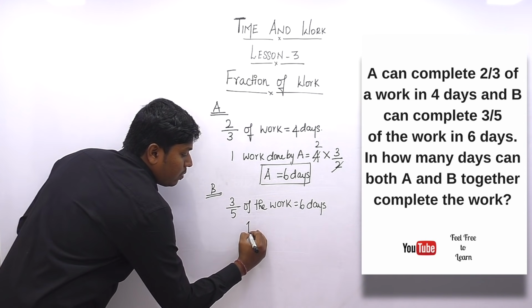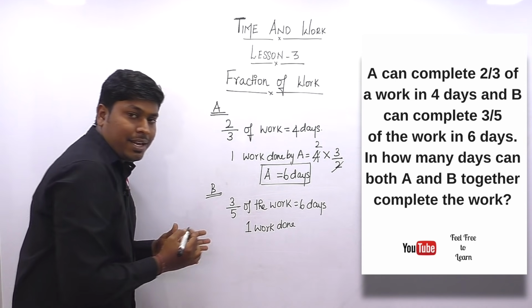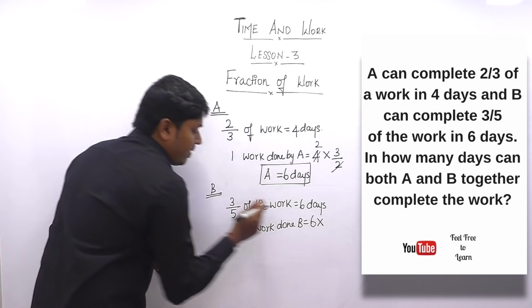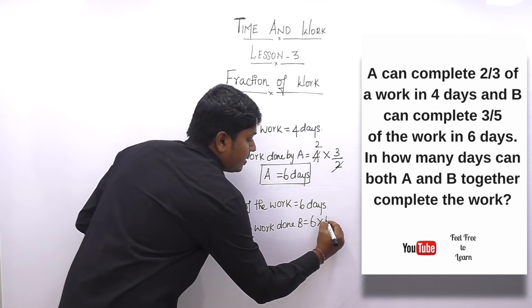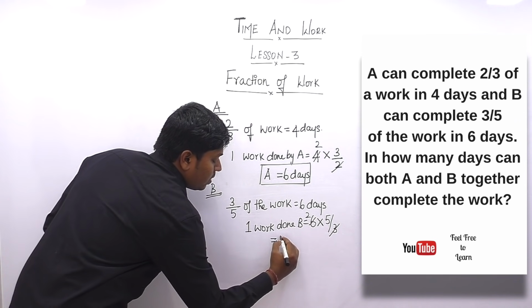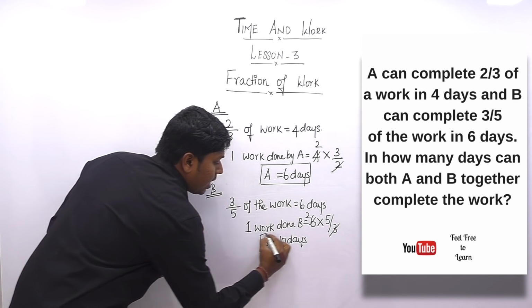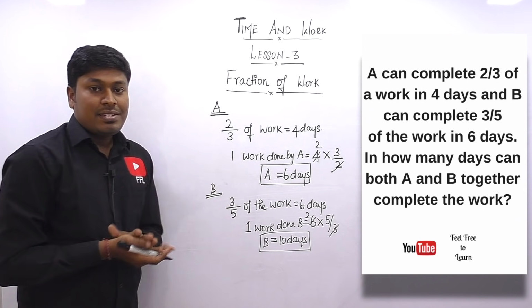If you want to find one work done by B, so one work means the total work, right? So total work done by B is equal to 6 into, when you bring this 3 by 5 towards the right hand side, it becomes reciprocal, which is 5 by 3. So when you cancel this, it becomes 2 times, so 5 into 2 will be 10 days. So finally we can say that B alone took 10 days to complete a work and A alone took 6 days to complete a work.